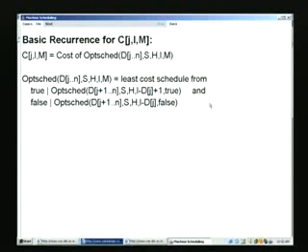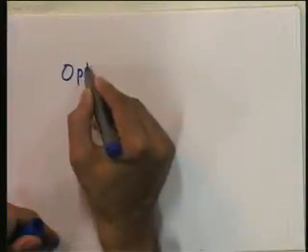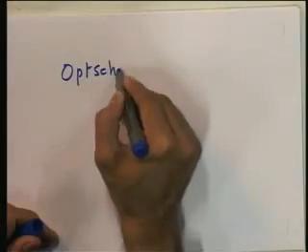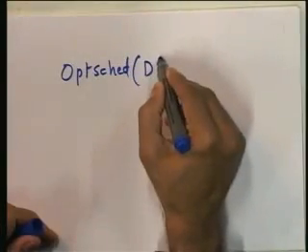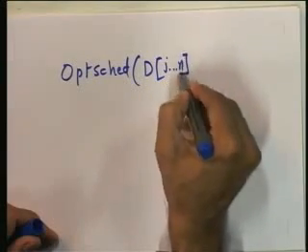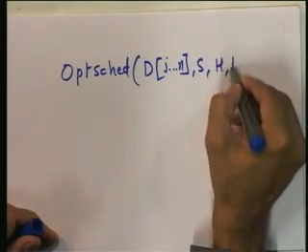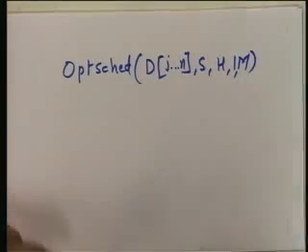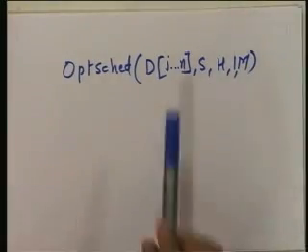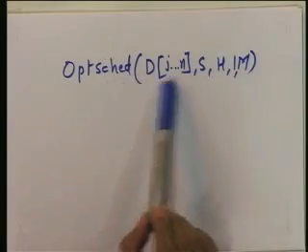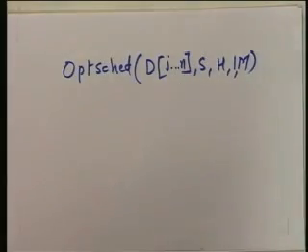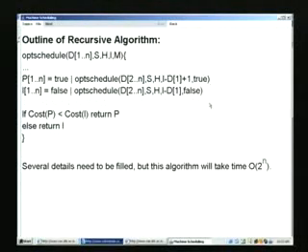So let's just see that. Let me write this down. What I want to examine is the optimal schedule for d of j through n, s, h, I, m. This is what I want to understand: what will the optimal schedule be? So let us go back to the recursive algorithm that we wrote, and we said that the optimal schedule for d of 1 through n is going to be one of these two.